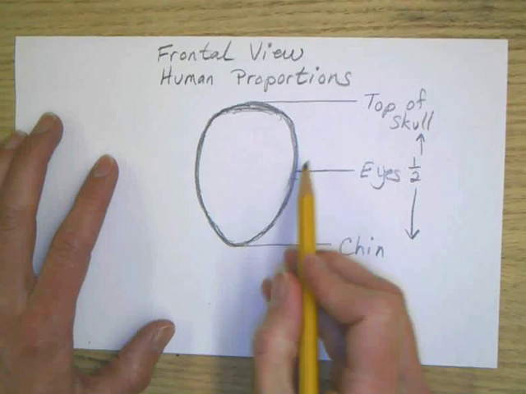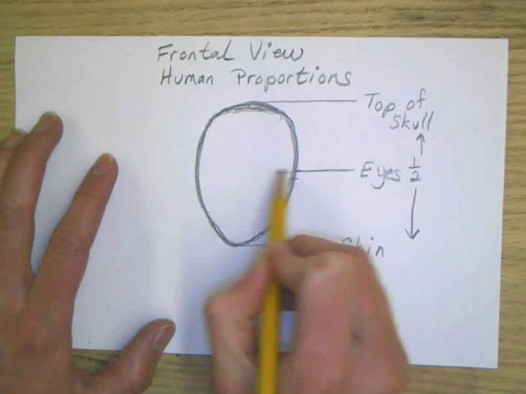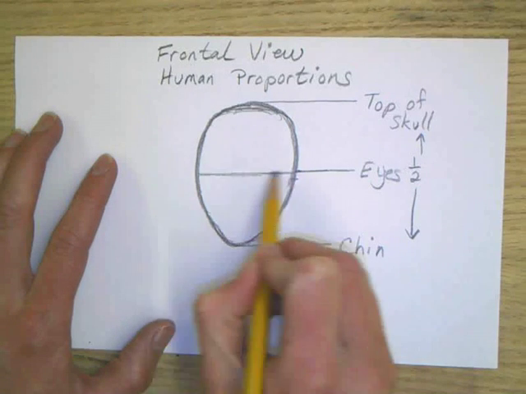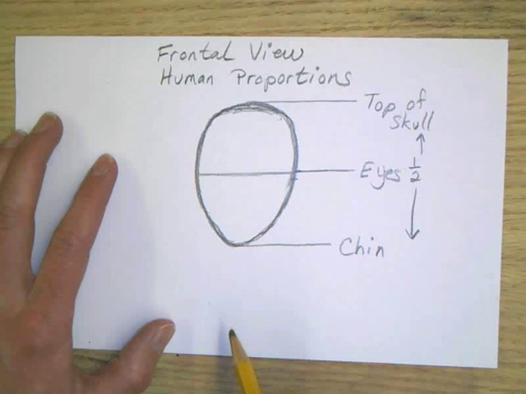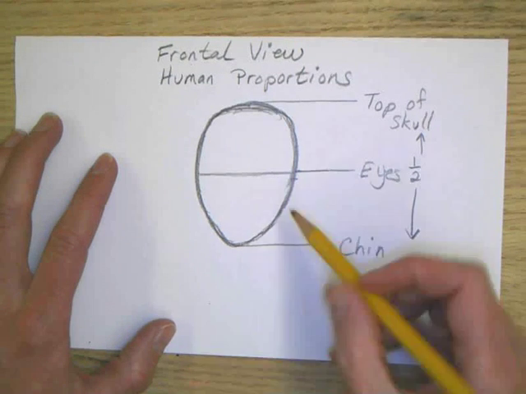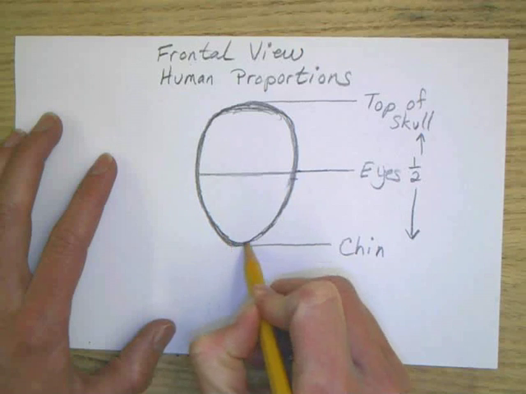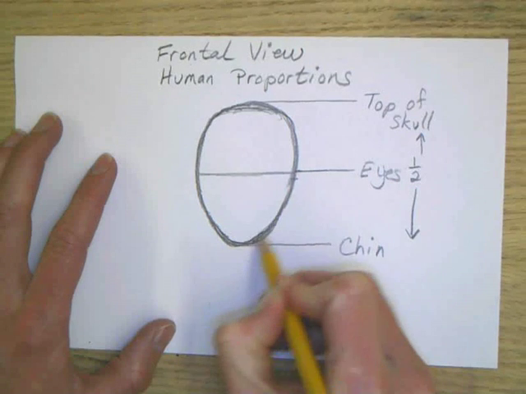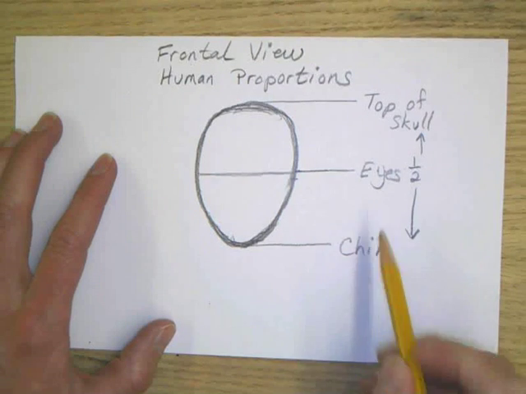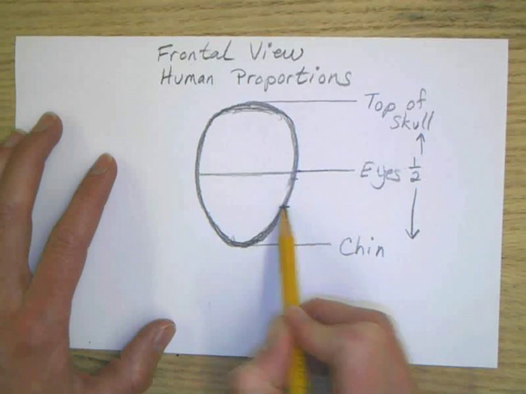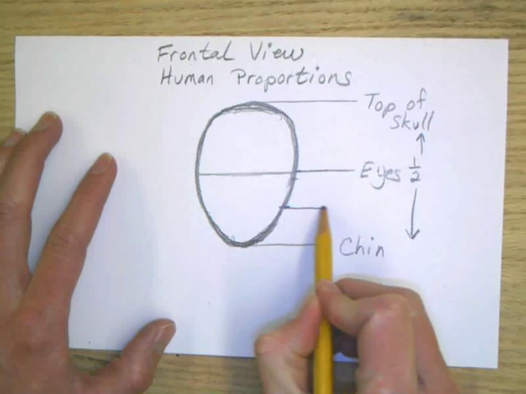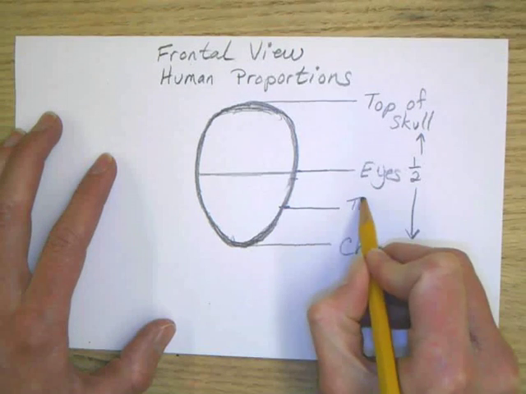Okay, now when you draw the eye line, for this one straight on, you can just draw it straight across. Just a little bit, I don't quite like it yet. Okay, halfway between the eyes and the chin is the tip of the nose.